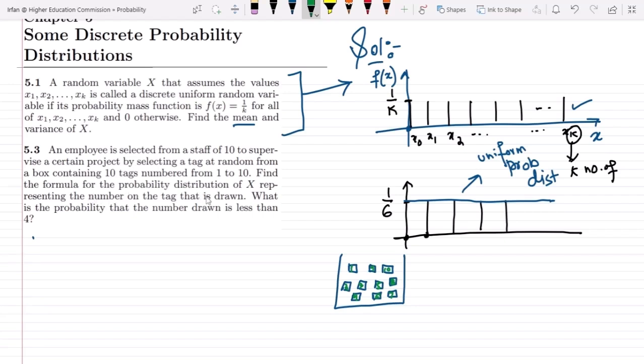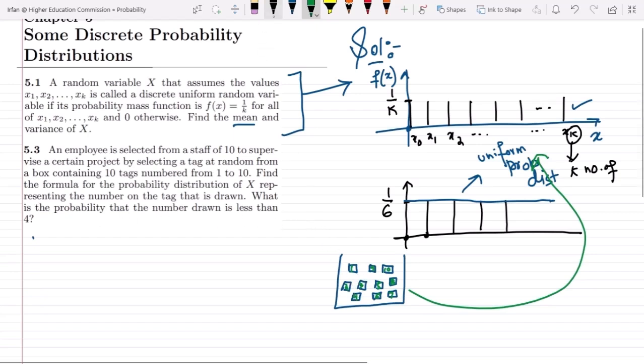Find the formula for the probability distribution of x representing the number on the tag that is drawn. These are placed inside this box and therefore each has a similar size, similar probability. So that's what this basically represents, the uniform probability distribution. What is the probability that the number drawn is less than 4?